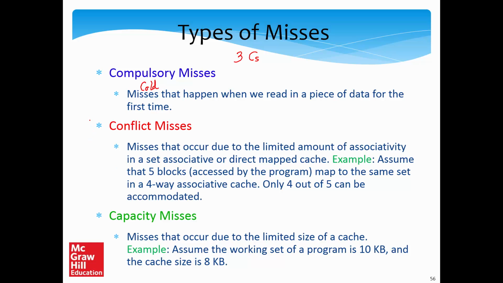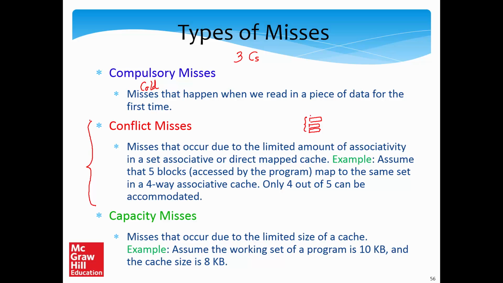Next, we can have conflict misses. A conflict miss is like this: these are misses that occur due to a limited amount of associativity in a cache. For example, assume that a cache is four-way associative, which means that in each set there are four ways or four entries.